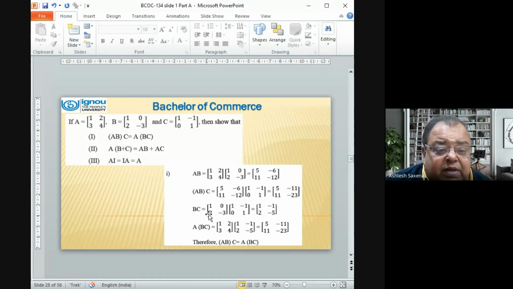Now, first of all, we will multiply B and C together. That means we will be multiplying these two. Here it is. This will come out to be 1, minus 1, 2, minus 5. This product will be multiplied by A. That means A will be multiplied to this product. You will get 5, minus 11, 11, minus 23, which is similar to what we have calculated at the top. That means (AB) into C is equal to A into (BC). This has been proved.